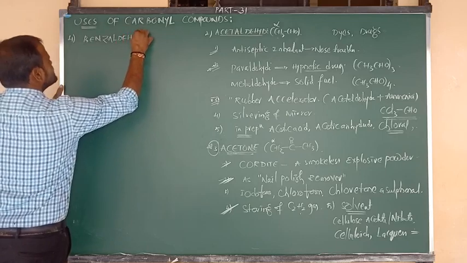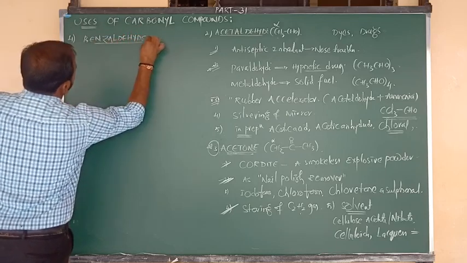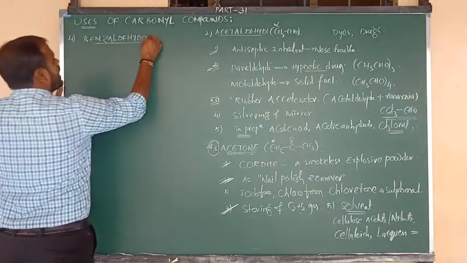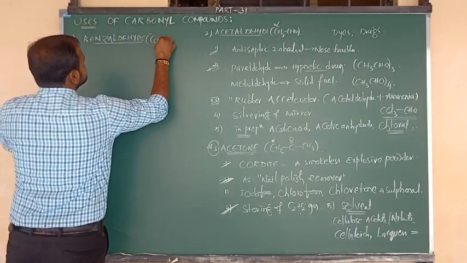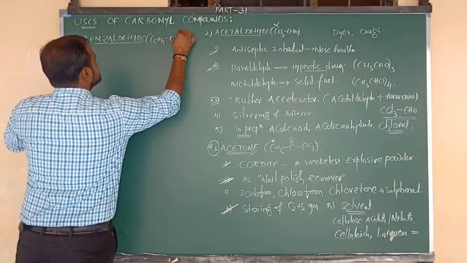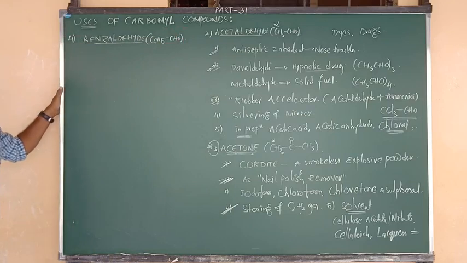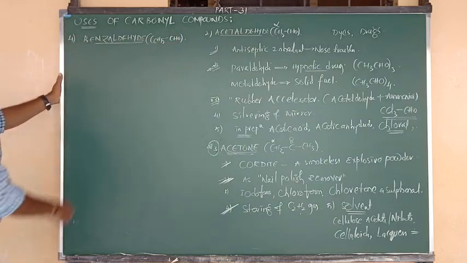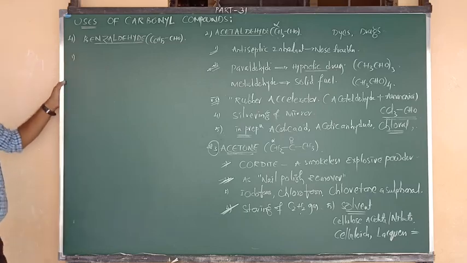Sir, what is the formula of benzaldehyde? Benzene bonded to CHO, otherwise you can write C6H5 bonded to CHO. Okay. Now I am going to consider the number one part.